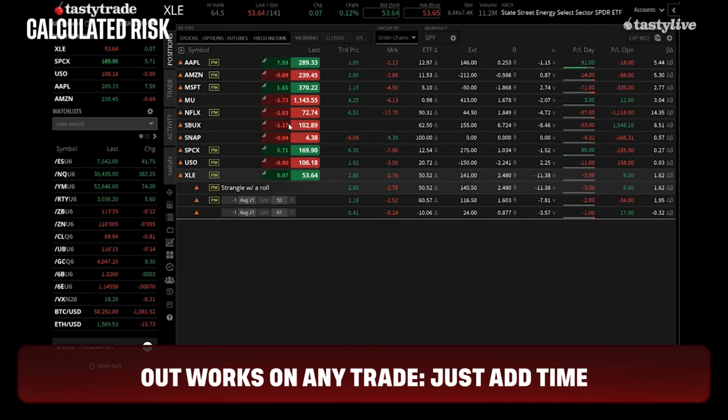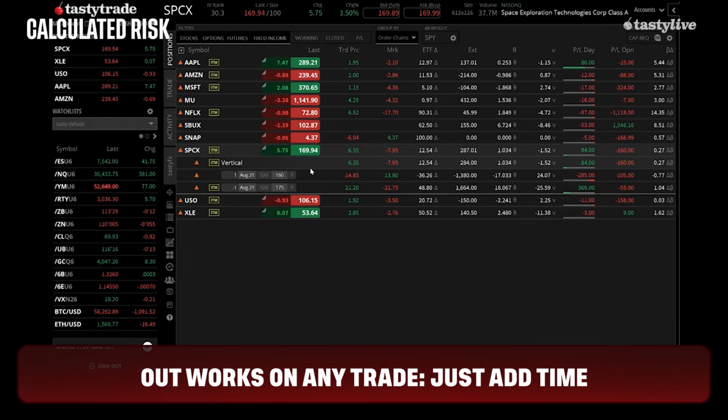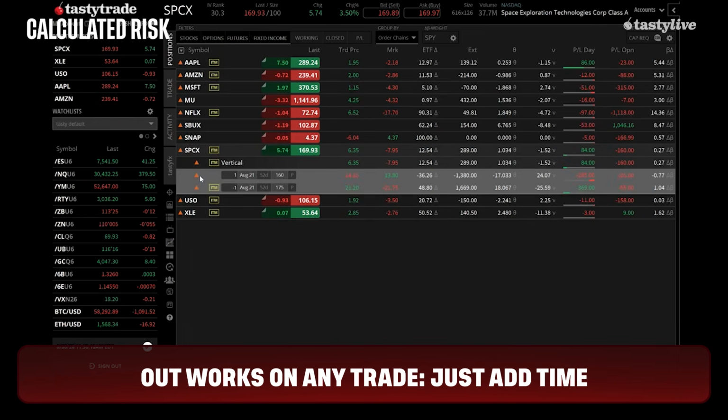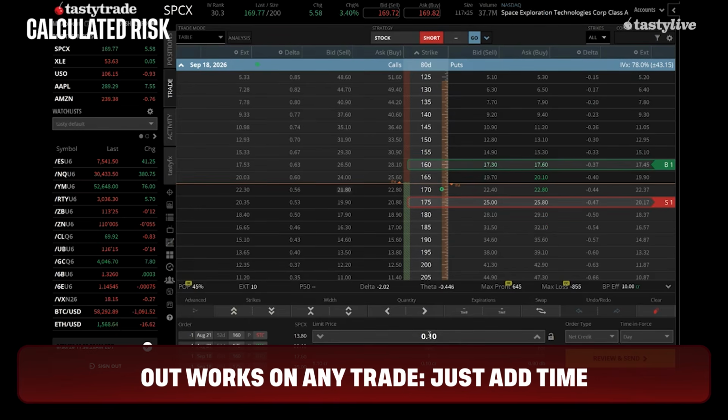And then lastly, just back on the positions tab, rolling out is any strategy. So now any strategy that you have on, if you want to add time to that strategy, that is rolling out. So for instance, my SpaceX short put spread, if I highlight both of these and I go to right click, roll expirations, if I were to roll out to September, you can see I can do that for about a 10 or 15-cent credit right now. That would be rolling out. I'm rolling from August, which you see down here, out to September. That is adding time. That is rolling out.